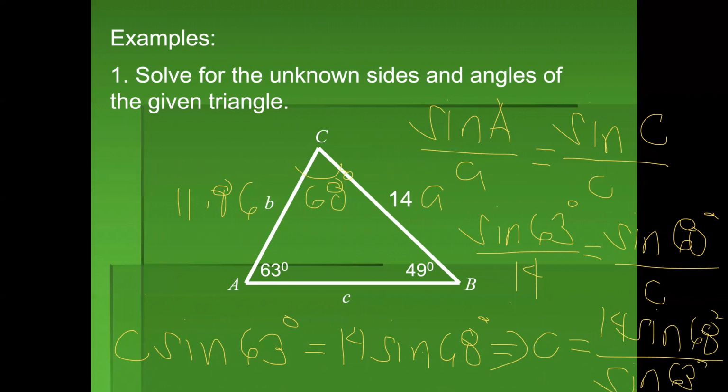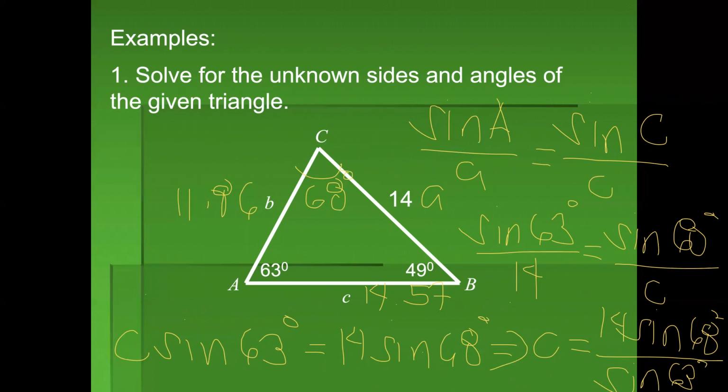So that side C is estimated as 14.57. So let us just write our answer here. It will be 14.57. So basically, that is just how we use the law of sine in solving oblique triangle.